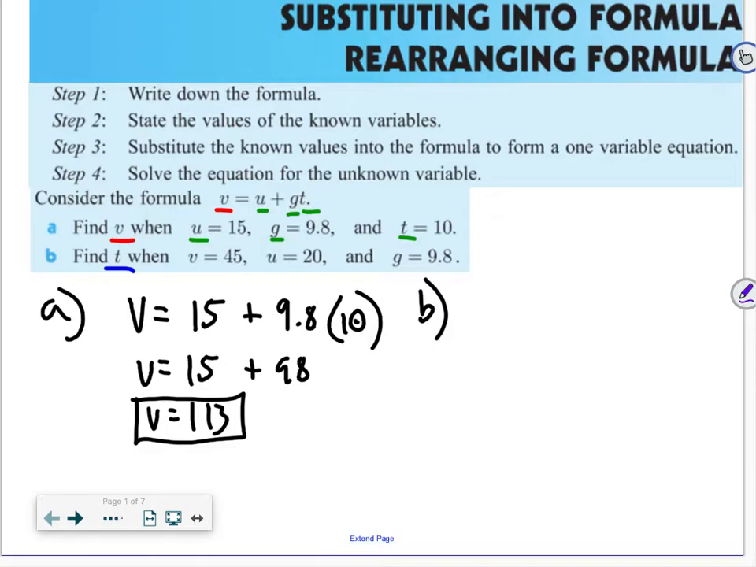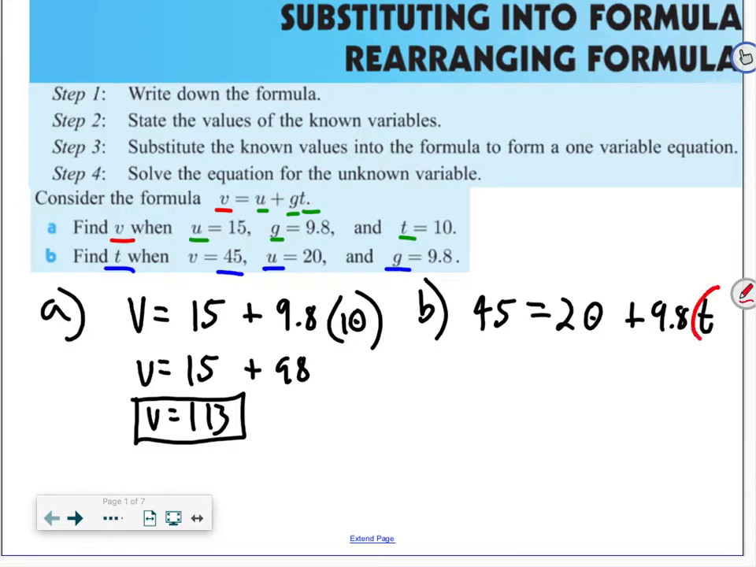Okay. So in B, might have a couple more steps because we are actually solving for t. But now we have a v, a u, and a g. So my v is 45, is equal to my u, which is 20, plus my g, which is 9.8, and my t is unknown.